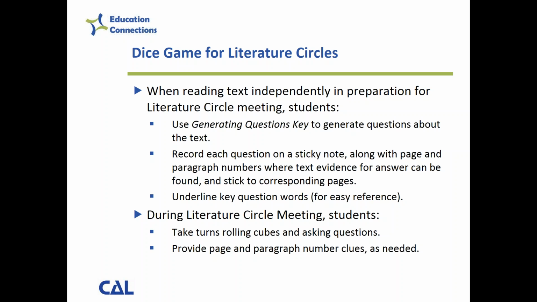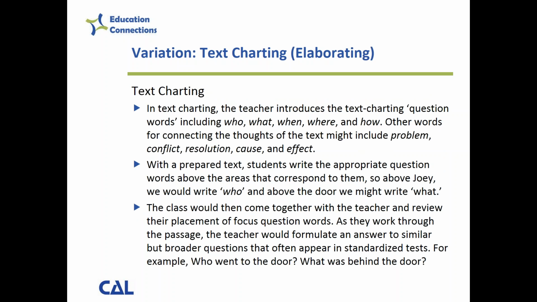A variation of this is called text charting. That's the next one, Joy. And that is where you're using the same questions, who, what, where, when, how, but you can also include higher order thinking, like have them identify a problem, a conflict, a resolution, the cause and effect. So it's at a little bit higher level than just the who, what, where, when, how questions. And once again, the newcomers might be given the lower order questions. And some of your more proficient students might be given the deeper questions.